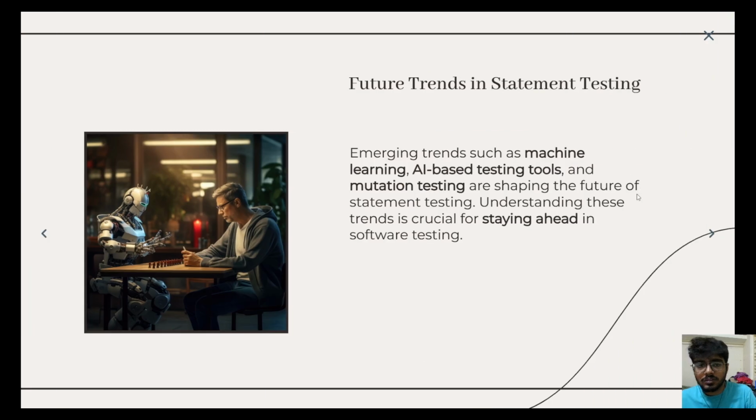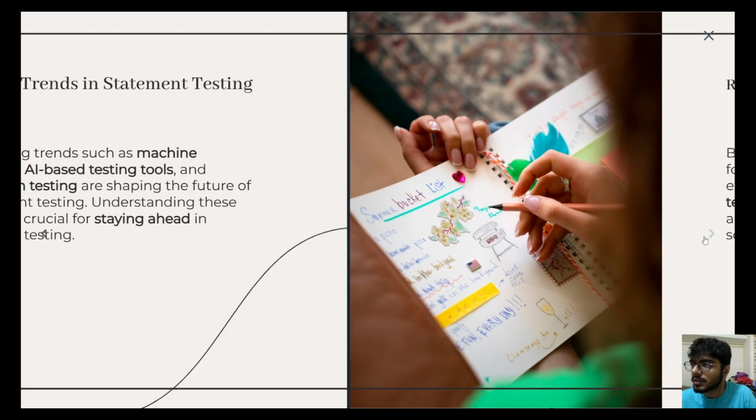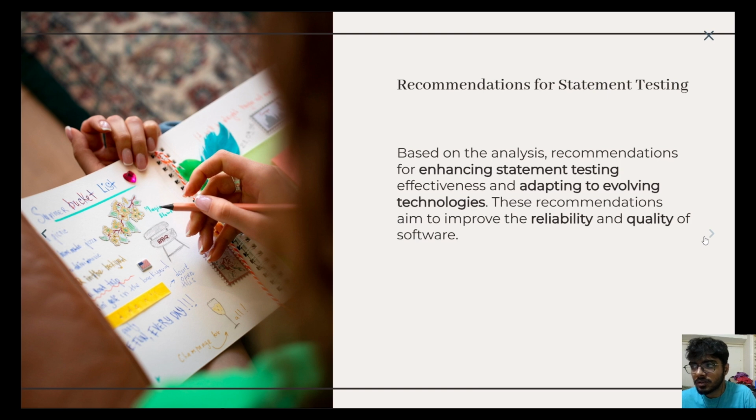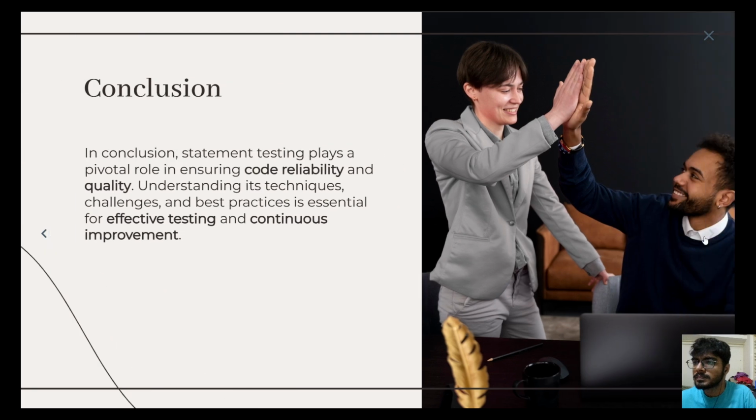Now, when we're speaking about the future trends of statement testing, emerging trends such as machine learning, AI-based testing tools, and mutation testing are shaping the future of statement testing. Understanding these trends is crucial for staying ahead in software testing. When we look at the recommendations for statement testing, we have recommendations like enhancing statement testing effectiveness and adapting to evolving technologies. These recommendations aim to improve the reliability and quality of the software.